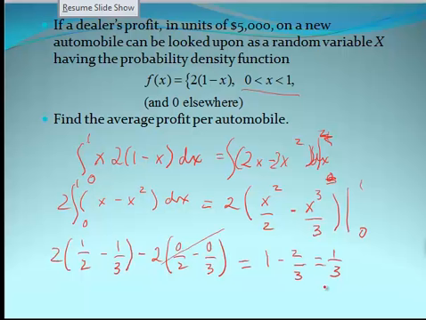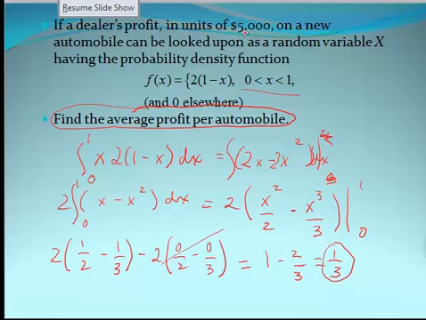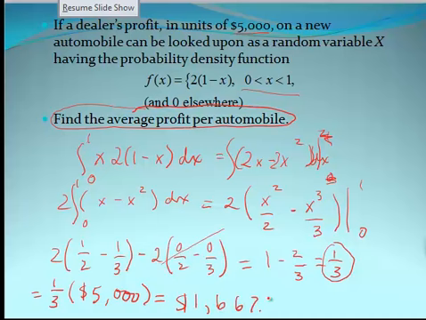So is that the answer? It's almost the answer. They want us to find the average profit per vehicle. So we found it's 1/3 of the units, which is 5,000. So it's going to be 1/3 times 5,000, and that is 1,667.67, and that's what we've got.